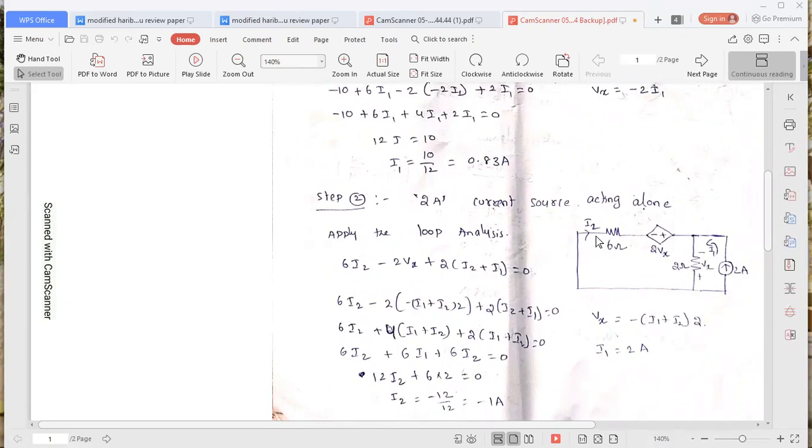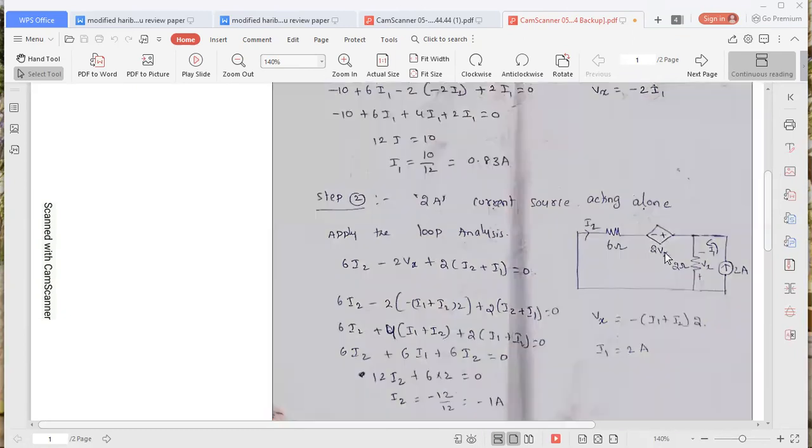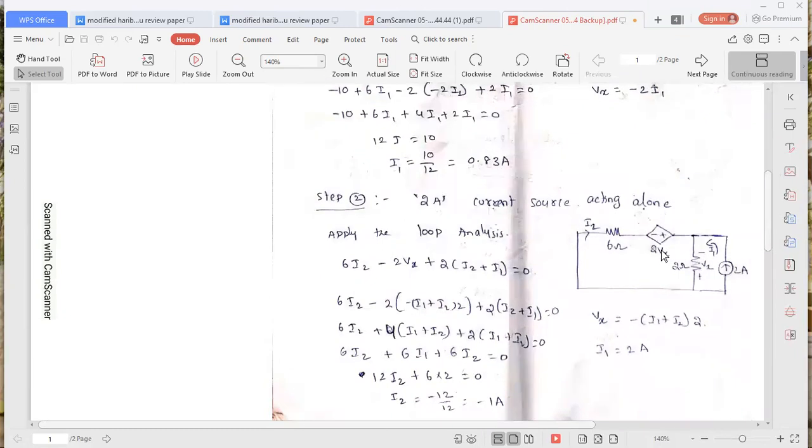That is, first 6 into I1 minus 2 into Vx. This is the voltage source, so directly we can mention minus 2 into Vx, plus 2 into I1 minus I2, or I1 plus I2? Sorry, I2 plus I1 or I2 minus I1? I2 plus I1, both are in the same direction. This is I2 in this direction, I1 also in the same direction, flowing through the 2 ohms. So then 2 into I2 plus I1. So this is the second equation.